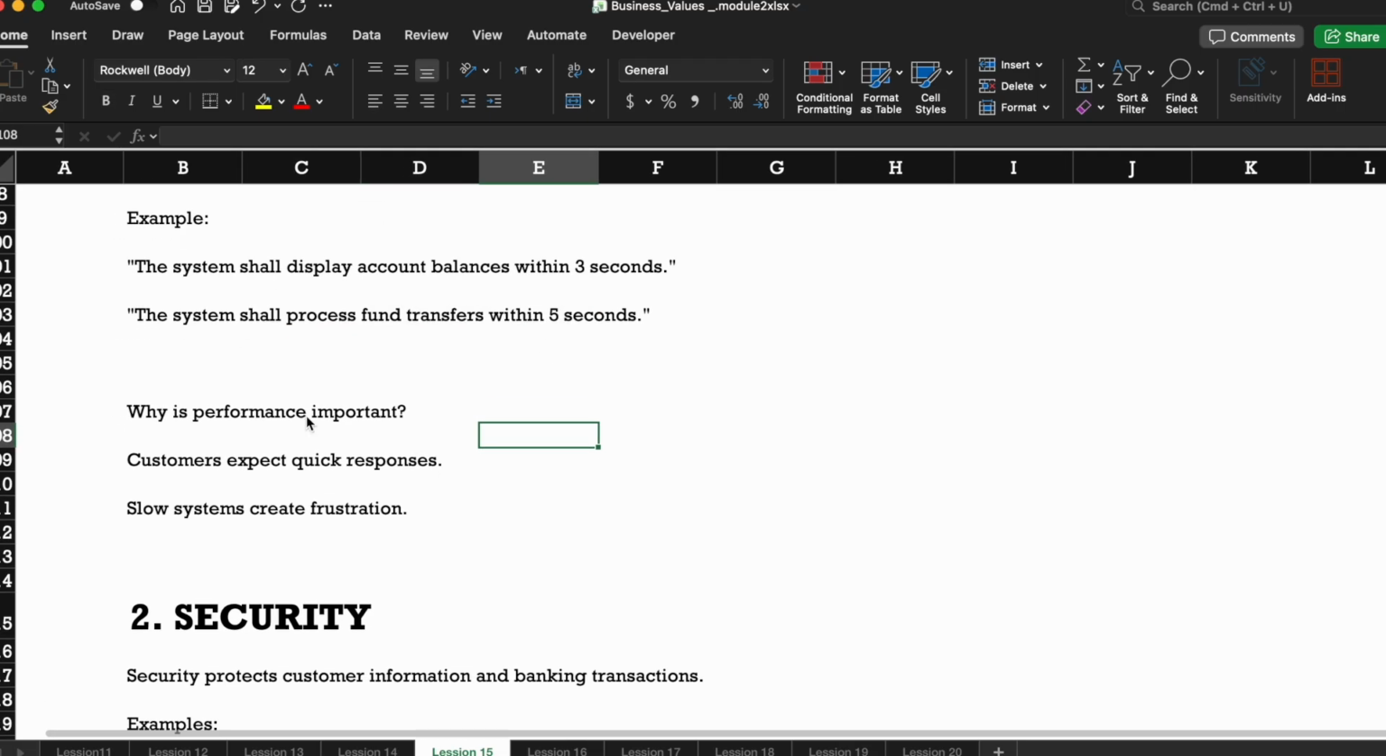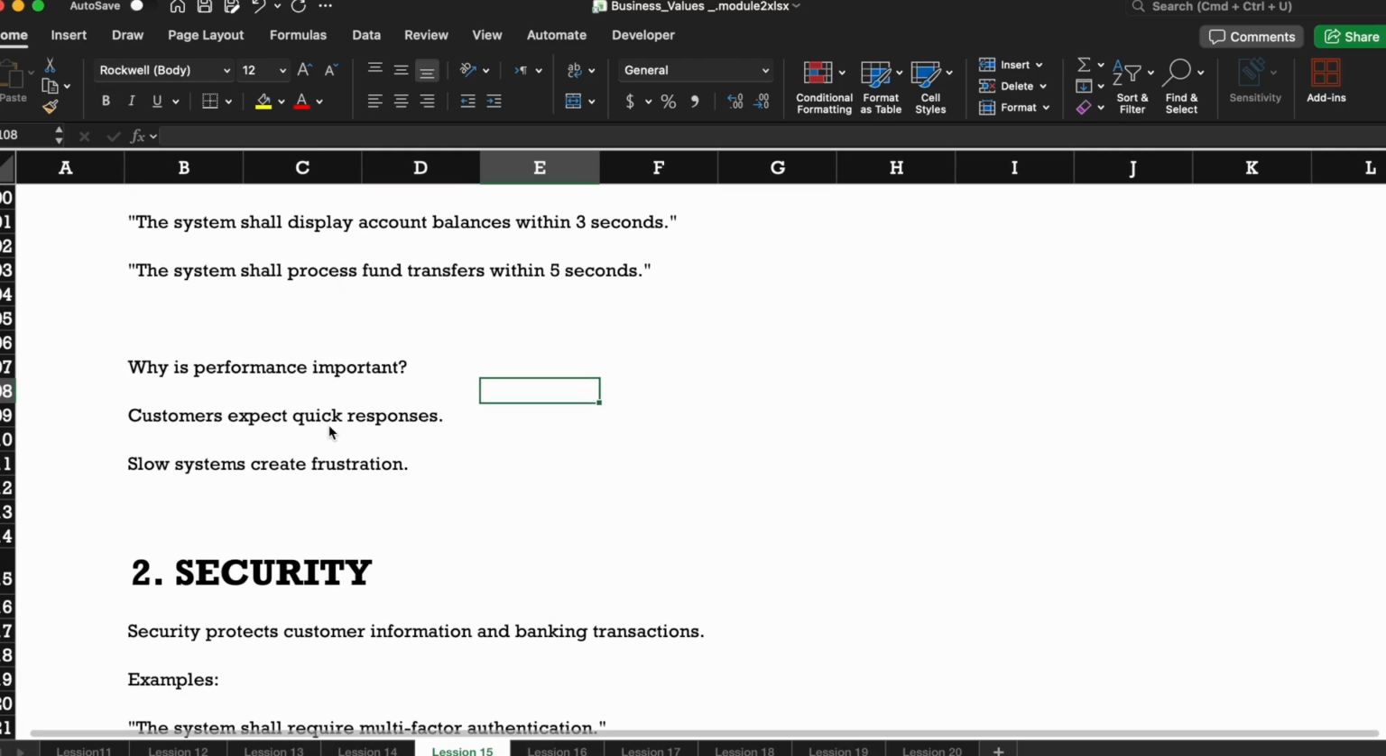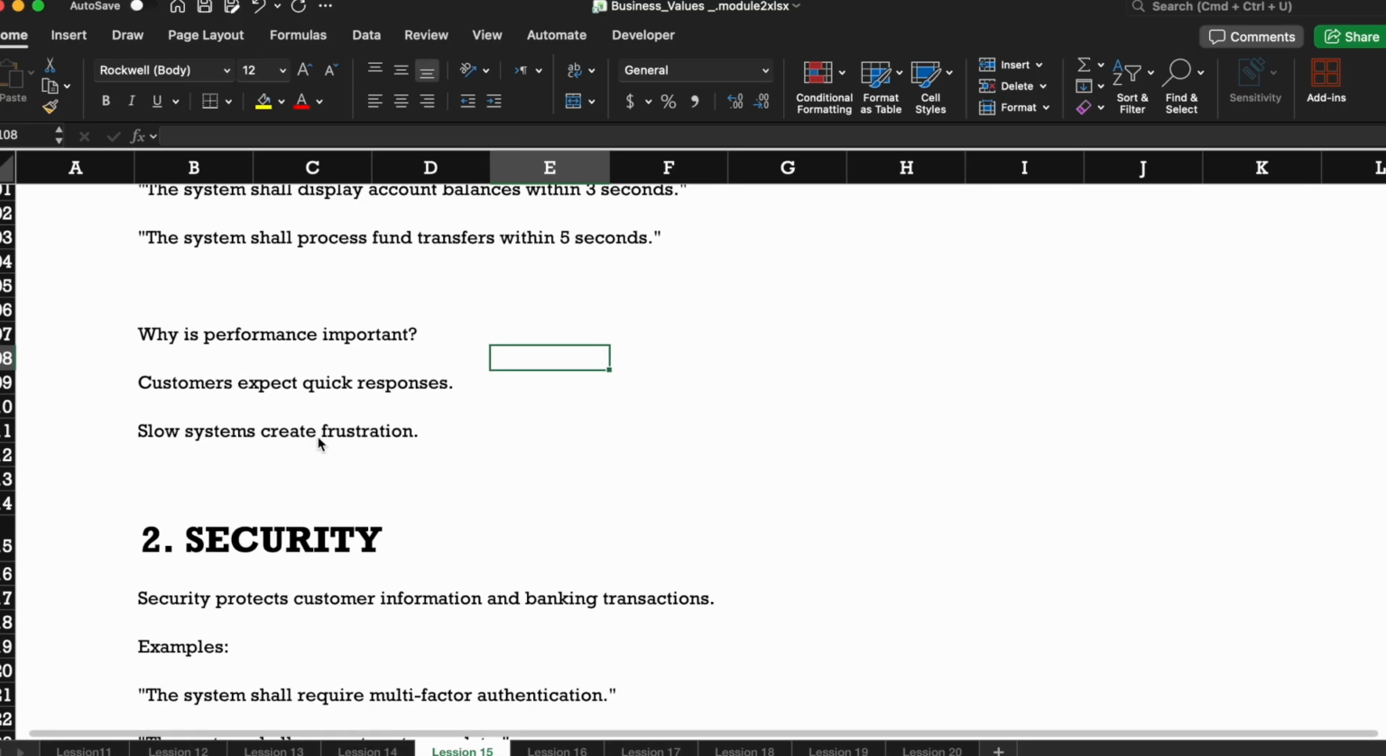Why is performance important? Customers expect quick responses. Slow systems create frustration. If you add something on Amazon, or submit an application or payment, and the screen is spinning or white, are you happy? No. You feel frustrated because you don't know whether the payment has gone through, and you have to log into your mobile banking to see if the money has been taken.